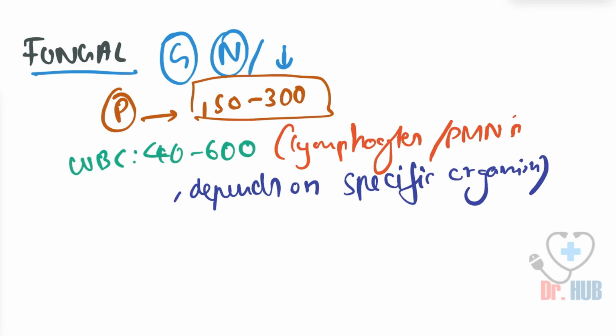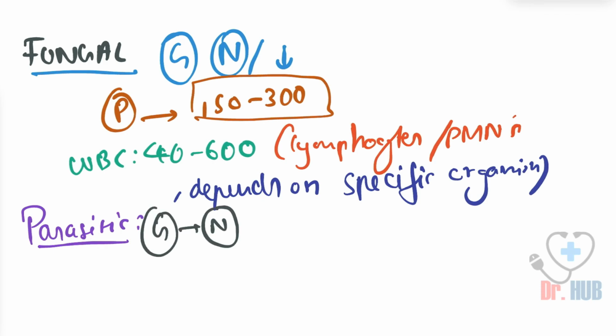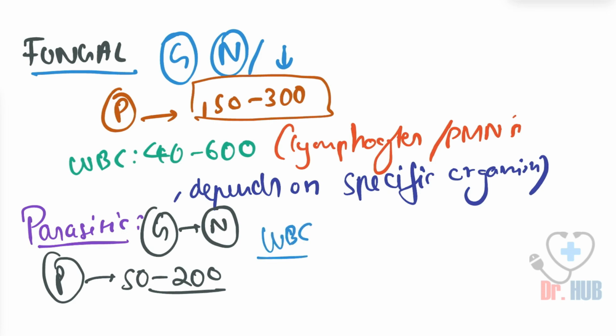And lastly, we are looking at the parasitic. In terms of parasitic, the glucose remains normal. And what about the protein? The protein is significantly high compared to others. It can range between 50 to 200. And then we also have the WBC. WBC is per microliter, and this is very high in case of parasitic. It can range from 150 to 2000.